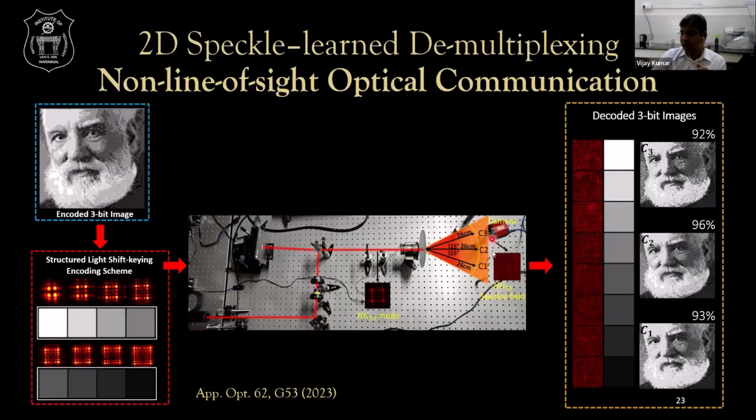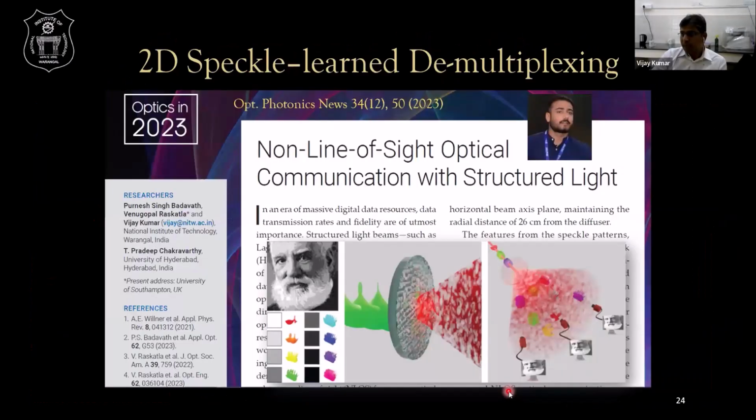For a proof of concept, we placed the CCD camera at 3 different positions, C1, C2, C3. C2 is on axis, when the ground glass is not there, and then C1 and C3 are off axis, plus and minus 15 degrees with respect to the on-axis condition. And these are the decoded images we got. As we can see, on axis gave an accuracy of 96, and 92 and almost 93 off axis. Off axis is slightly less because obviously the signal-to-noise ratio goes down as we go away, but at least it is good enough as a proof of concept. And this work has also been highlighted in Optics in 2023, in the OPN December issue.